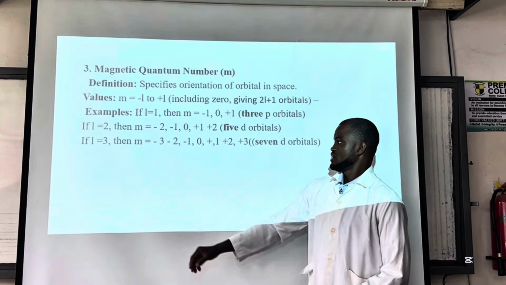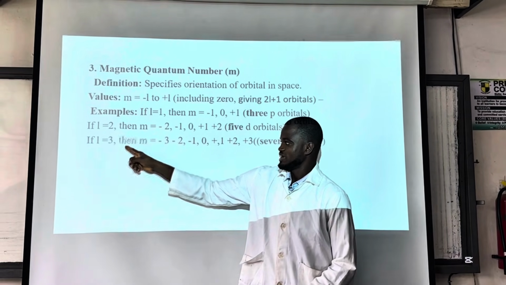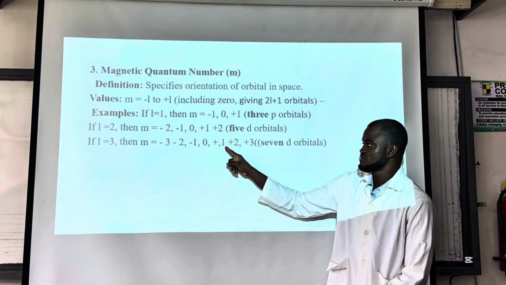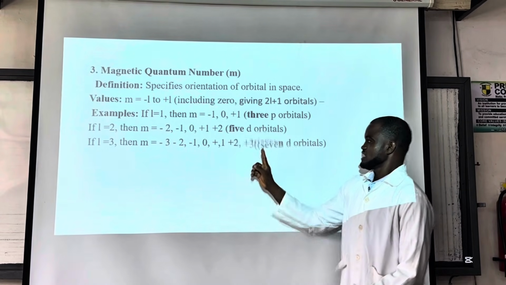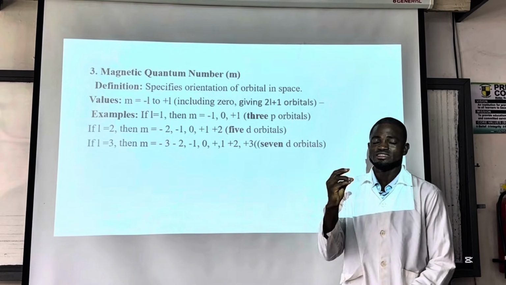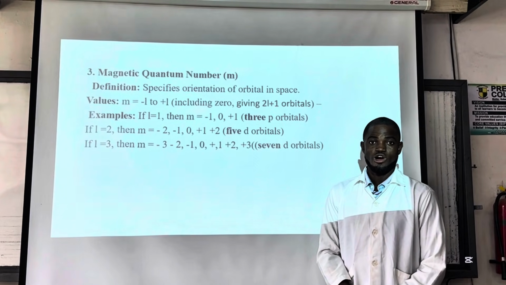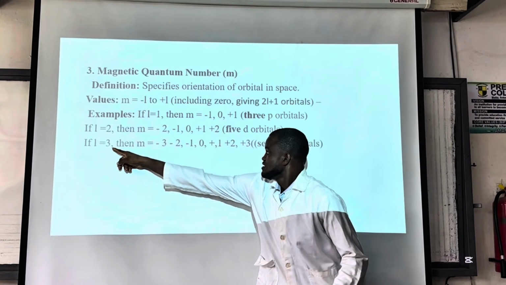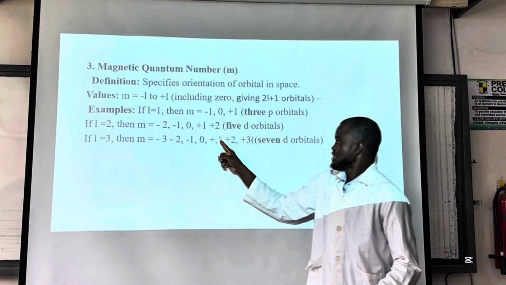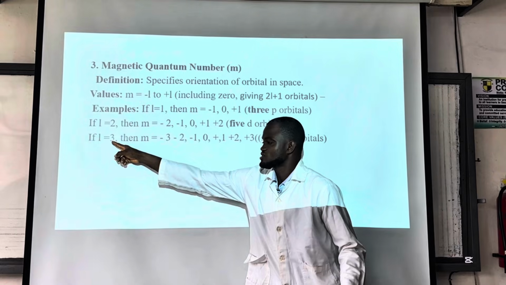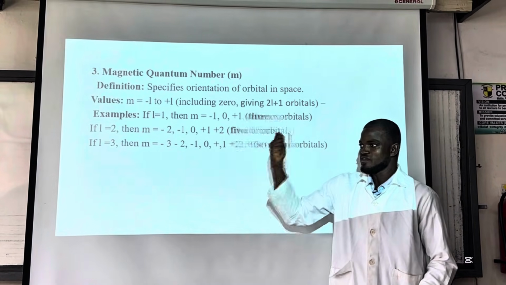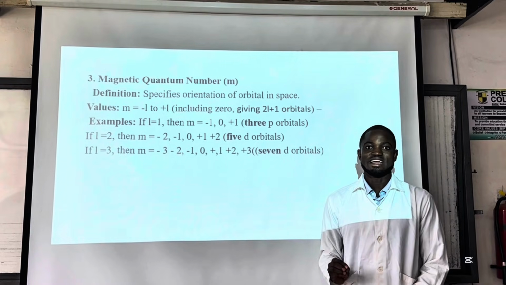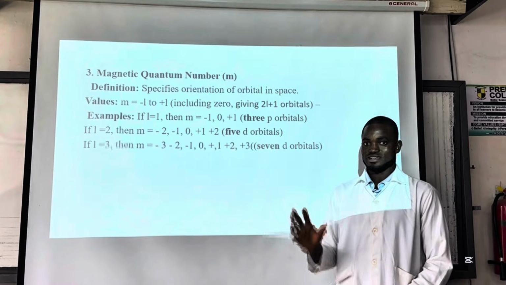Another example. If L equals 3, then M can be -3, -2, -1, 0, +1, +2, +3. When you count them, it gives us 7 possible orientations: 1, 2, 3, 4, 5, 6, 7. L equals 3 means f orbital, which means that the f orbital can have 7 possible orientations. Some will say 7 degenerate orbitals.